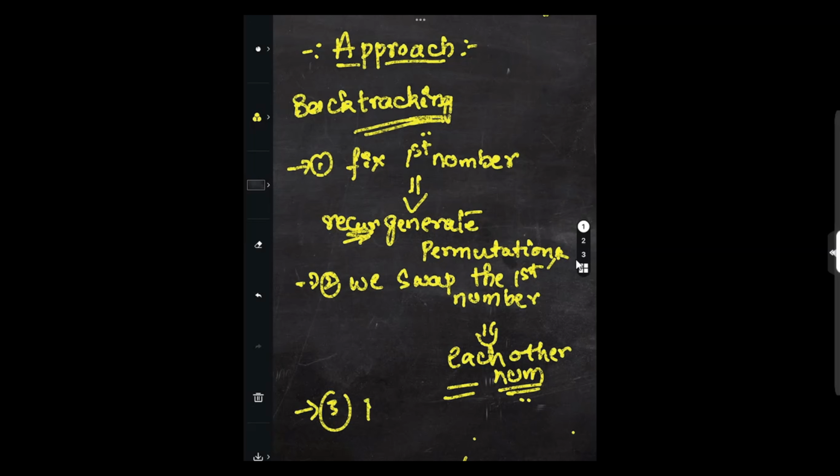After swapping we will just backtrack. So this will be the approach. First thing is we will fix the first number and recursively generate permutations for the rest. Then we will swap the first number with each number one by one and repeat the process. After swapping, we will backtrack by swapping back to restore the original array. That's what we'll be doing here.